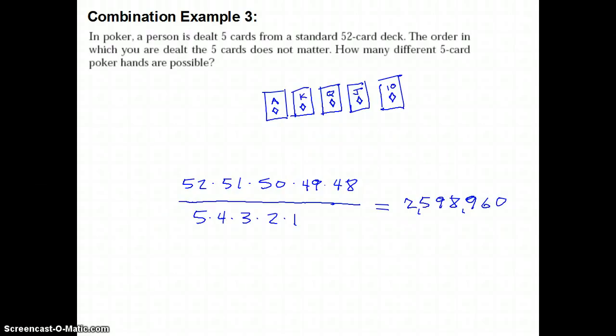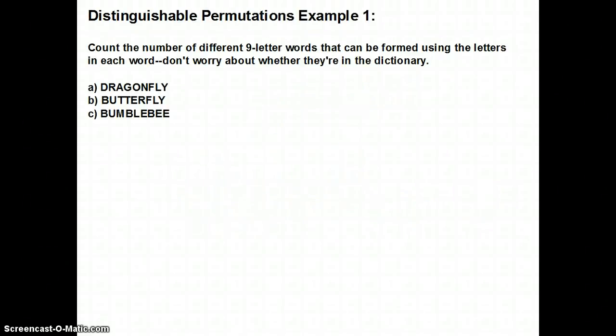All right, let's move on. We're going to talk about distinguishable permutations. We're going to count the number of different 9-letter words that can be formed by using the letters in each word. Don't worry about whether they're in the dictionary. So let's look at this first one here, dragonfly. How many different ways can we arrange that word dragonfly? Well, you have 9 different slots here.